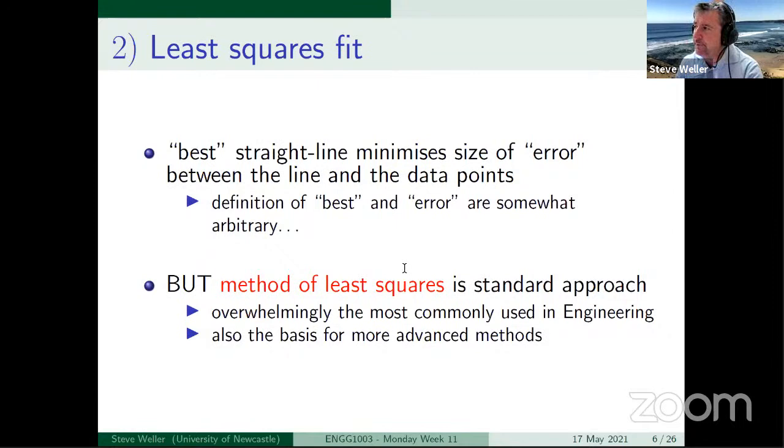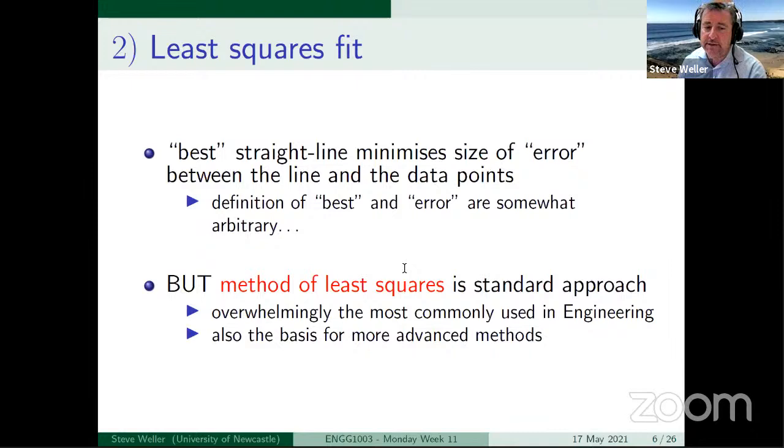We need to be working with a much greater level of precision than inverted commas. So the method I'm going to show you today is what's called the method of least squares. It goes back at least 350 years. It's a very standard approach now in engineering, and it's overwhelmingly the most commonly used. No matter what branch of engineering you're in, you will apply this method of least squares at some point in your studies, possibly quite a lot.